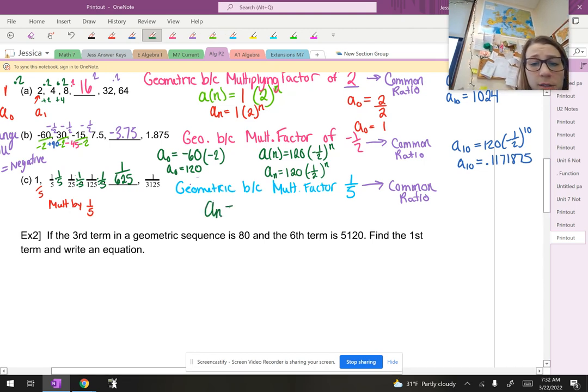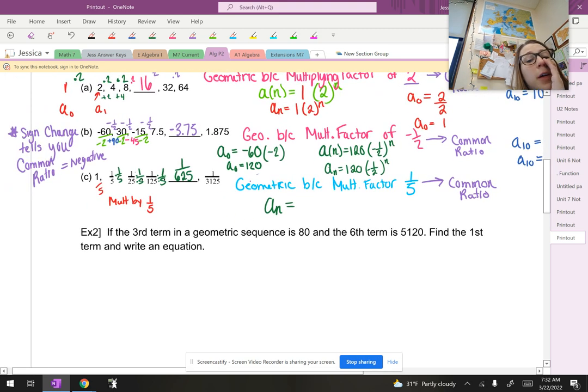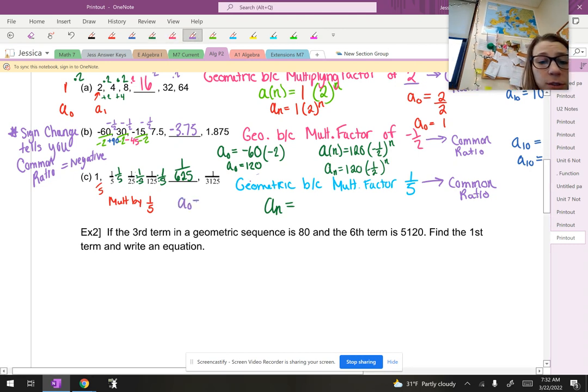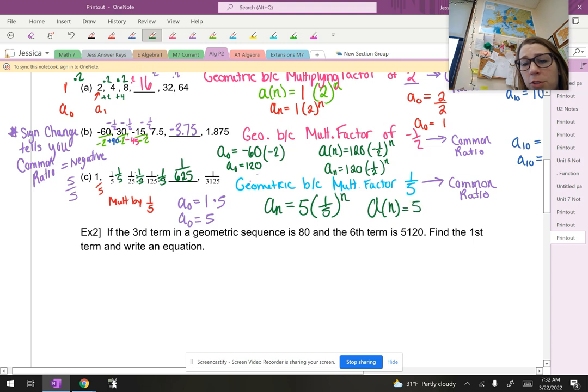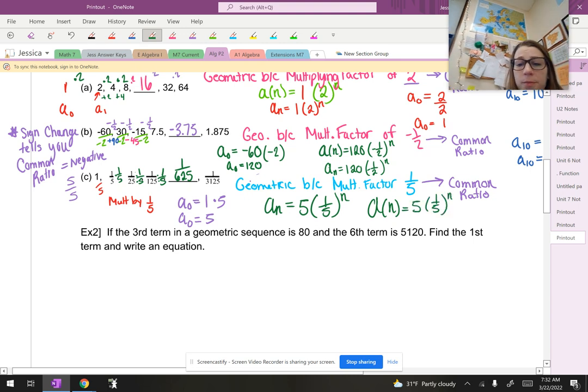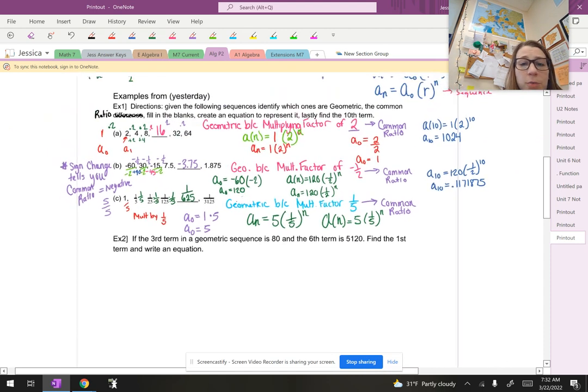So a sub n is equal to, I need my y-intercept. All right, so if I'm dividing by 5 to get to the previous one, I need to multiply by 5 to go backwards. So a sub 0 is going to be equal to 1 times 5, which would make a sub 0 5, which makes sense because 5 divided by 5 gets us to 1. So a sub n is equal to 5 times that 1/5 to the nth power, or in function notation with the parentheses instead. And we're not going to find the 10th term for this one because I said so.